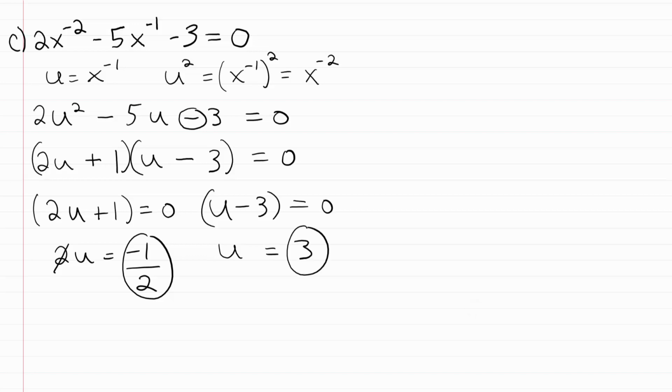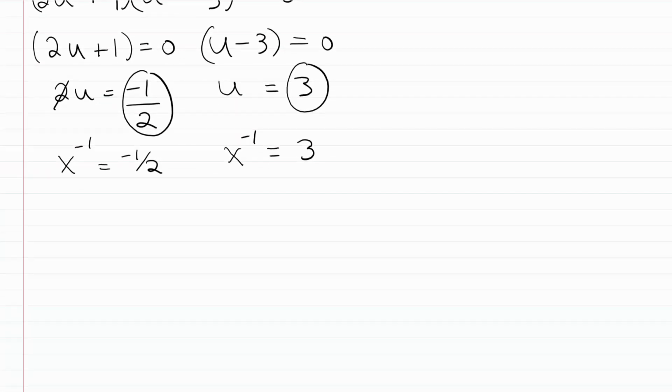So remember, we're not solving for u though, we're trying to solve for x. So we need to back substitute, right? So going back to here where we said that u is equal to x to the -1 power, we're going to say x to the -1 power is actually equal to -1/2. And x to the -1 power is actually equal to 3.